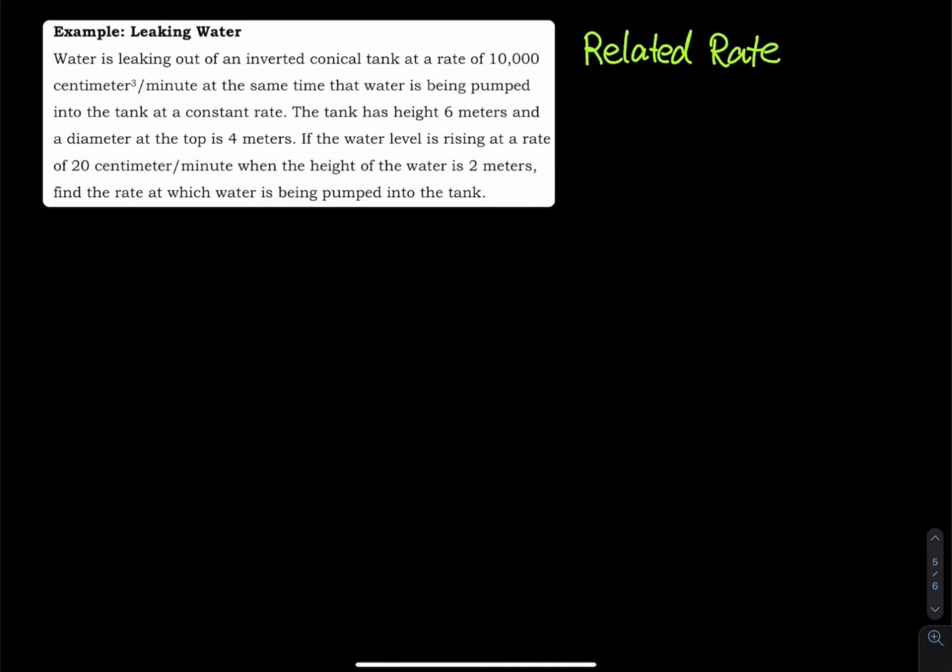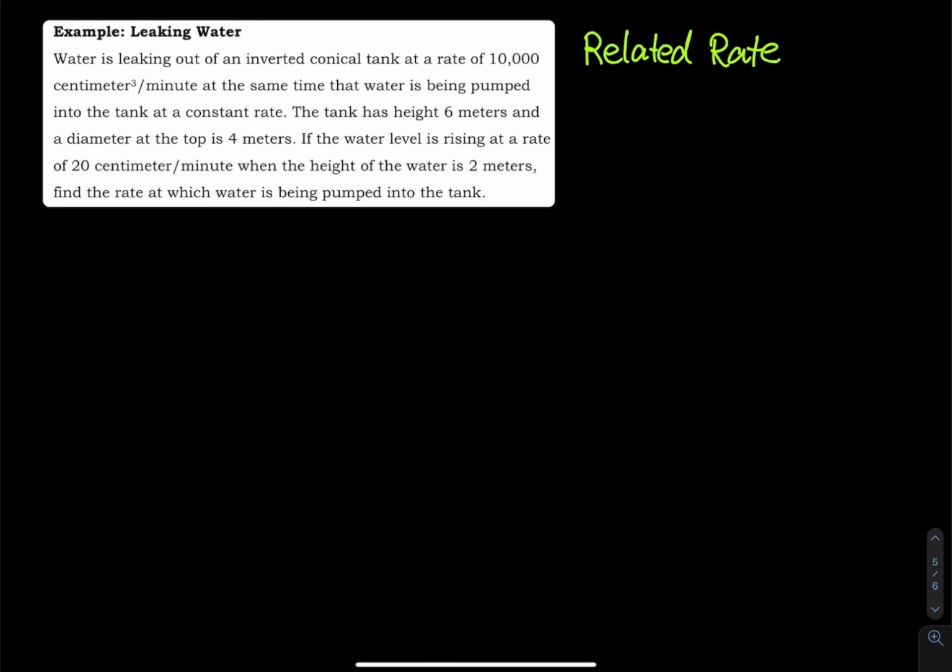This related rate problem is about leaking water. Water is leaking out from an inverted conical tank at a rate of 10,000 cubic centimeters per minute. At the same time, that water is being pumped into the tank at a constant rate. The tank has a height of 6 meters and a diameter at the top of 4 meters.